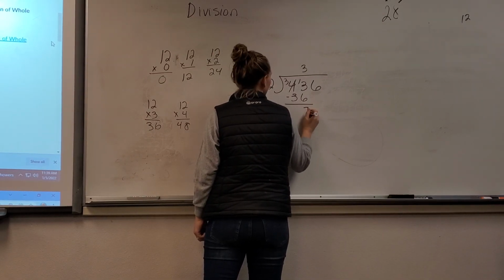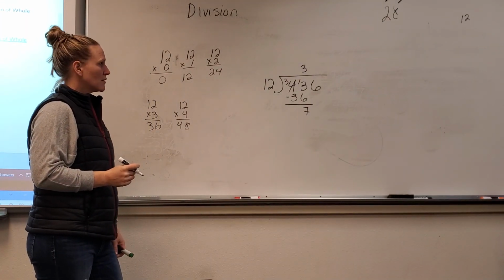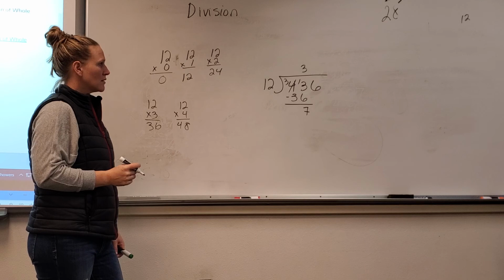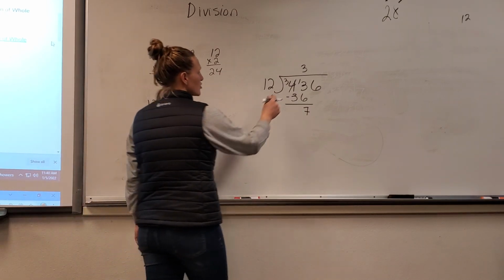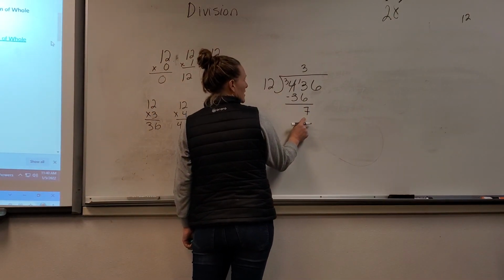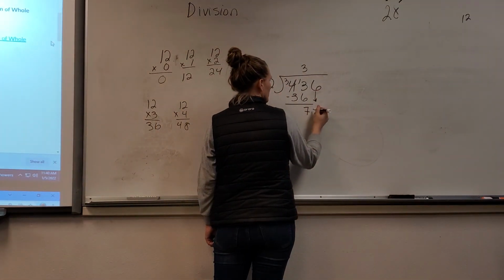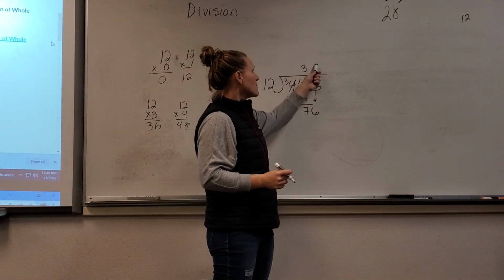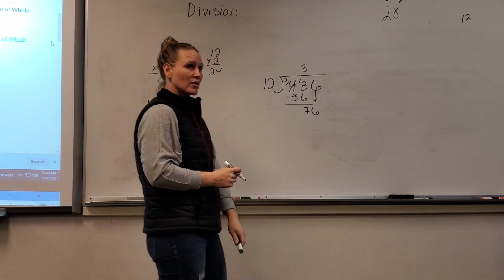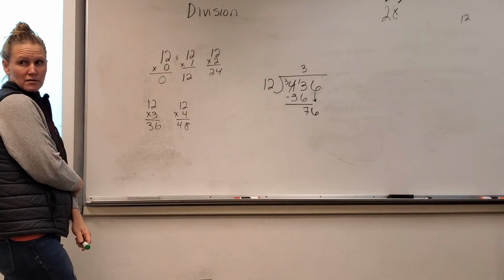7. Good. Okay, now what do I do? Put a 0 down, because 3 minus 3 is 0. So remember, we subtracted, we got our answer. Now we bring the next number down. Yep, good. So we bring the next number down, which is the 6. Now I have to figure out 12 times some number that's going to get me close to 76. Is it 6? I believe so.